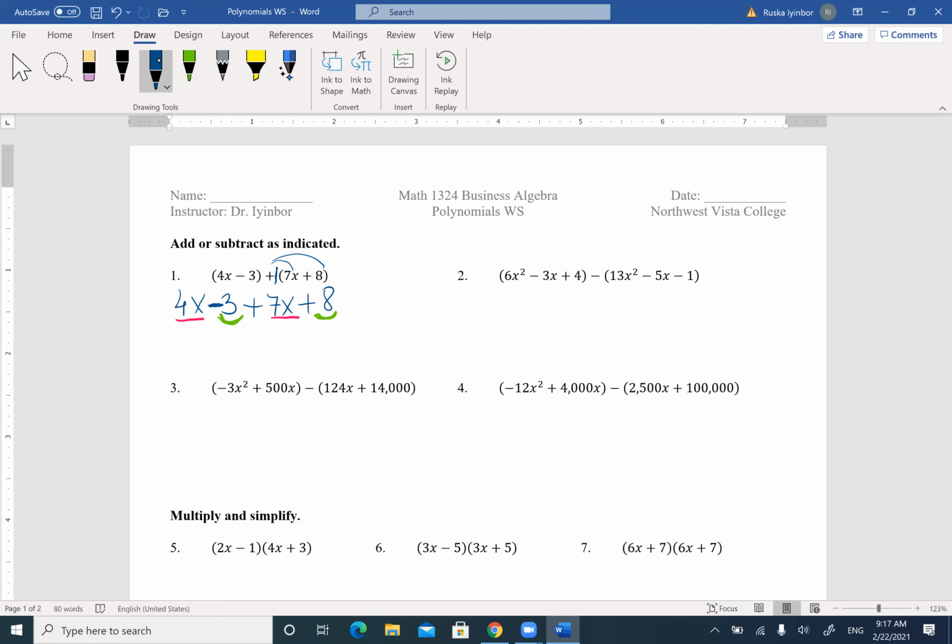So when I combine 4x plus 7x, how many x's? 4 x's and 7 more give me 11x, right? We're going to keep the x. And then we have negative 3 and positive 8. We're going to add those two. It's going to be plus 5. And this is my final answer. When I add those two polynomials, I'm going to get 11x plus 5. It's another polynomial, an expression. You just combine like terms, and whatever you get, that's your answer. Okay? That's how you do it. Any questions?